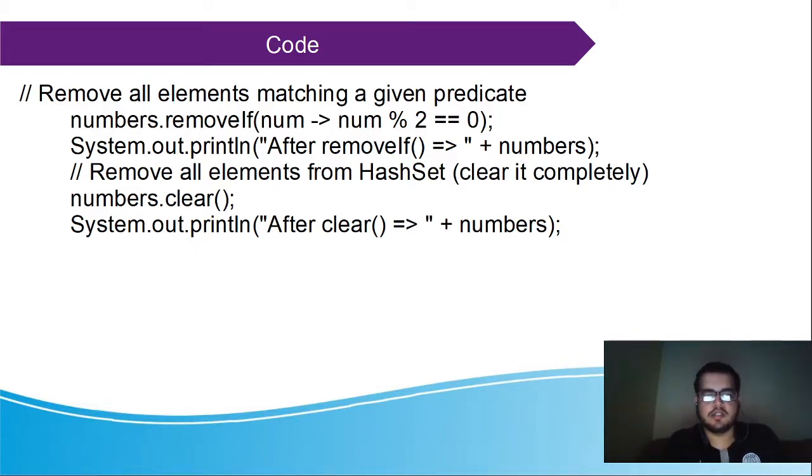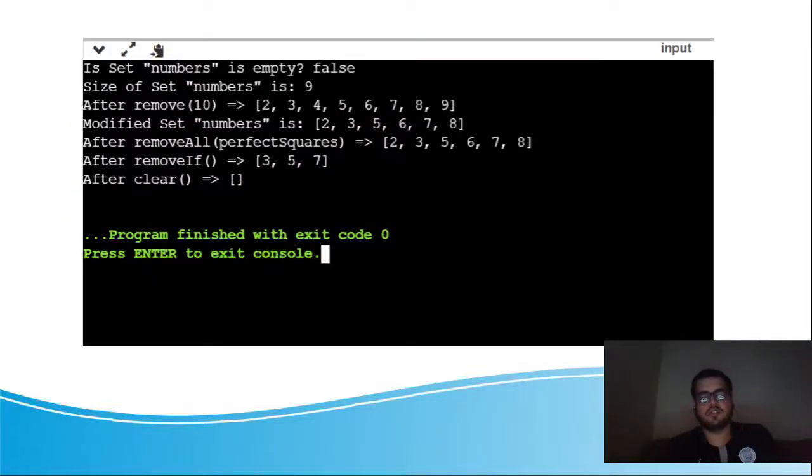And now the last is clear. If I want to clear all the elements, I use the clear method. As you can see, the output is that the hash set is empty. Yes, it's empty, so it returns false.